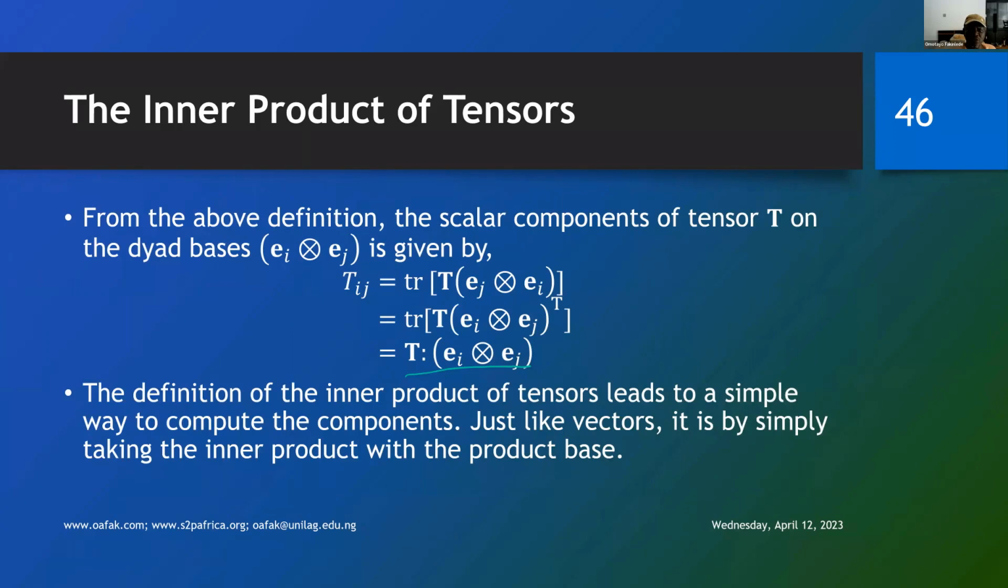the scalar product of tensor N on the dyad basis is given by this, and it is the same thing as the component. This makes it look like your vector analysis. You know, if you want to know the component of a vector on, say, E1, you just take the dot product of that vector and E1. That gives you the component. If you want to know the component on E2, just take the scalar product with E2. Similarly, if you want to know the component of a tensor on any of the dyad bases, just take the inner product of that tensor with that particular base, and that is it.